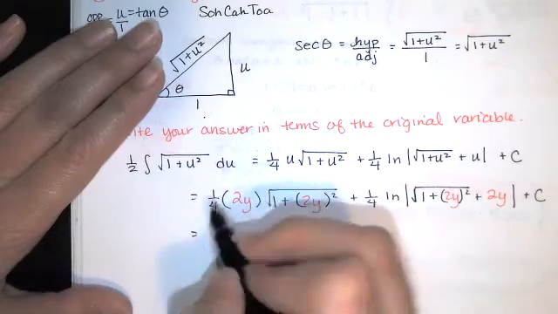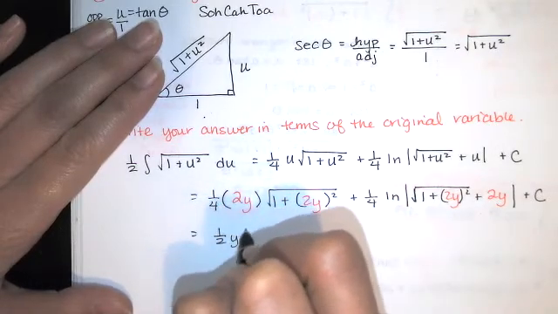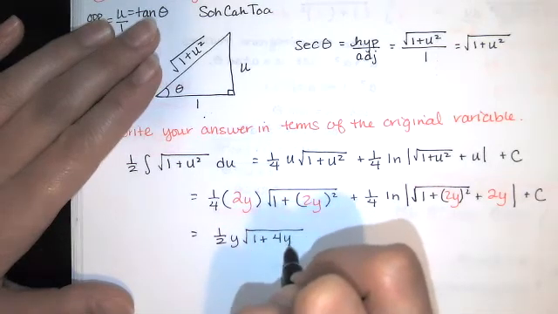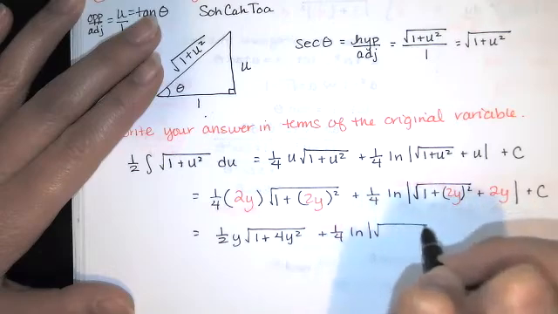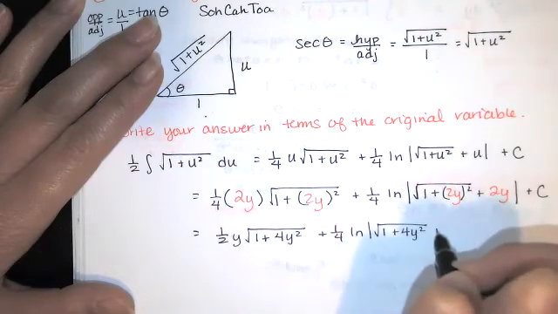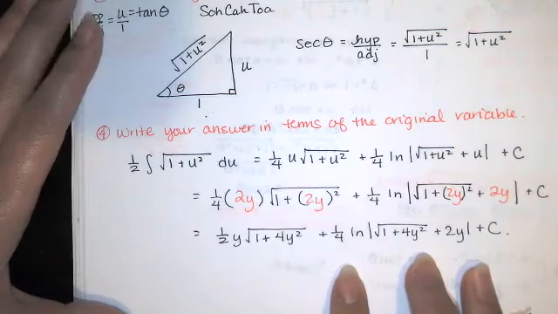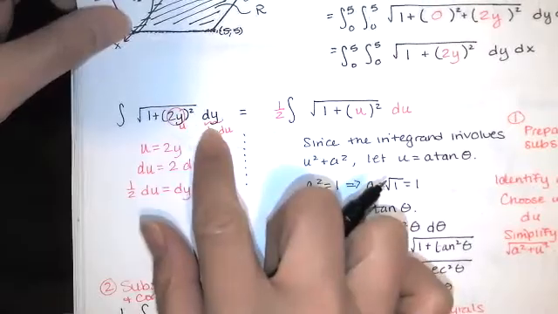Of course, 1/2 or 1/4 times 2 is 1/2. And whenever you've got a product and you're squaring it, you square both factors separately. Okay, so we found our antiderivative of this guy in terms of y.